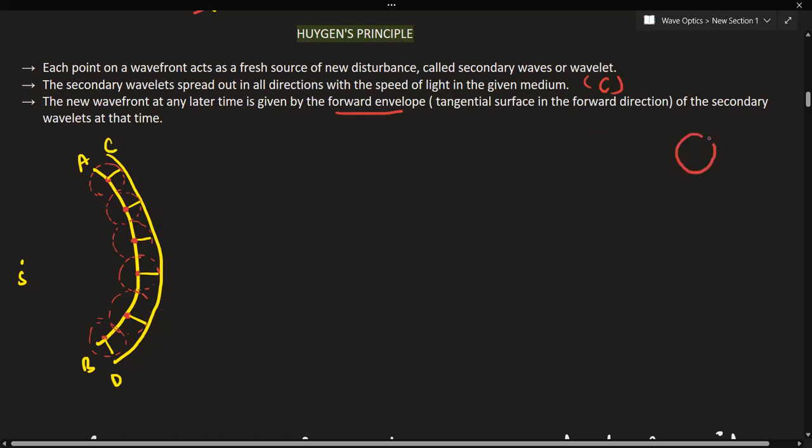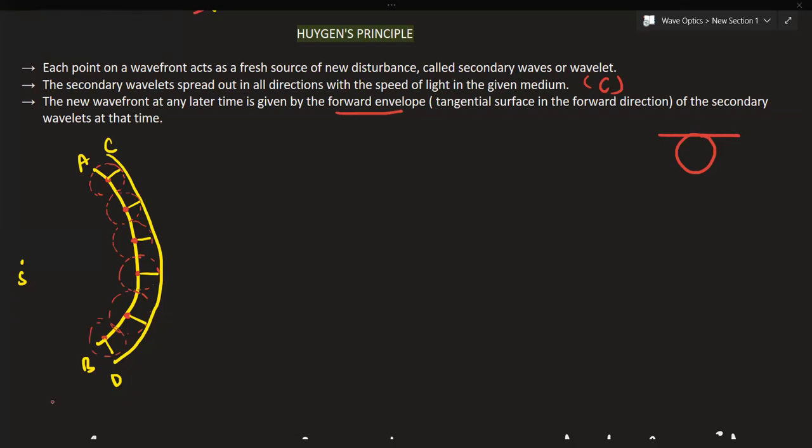I hope you know the tangent on a surface. This is how we draw a tangent. And if there are various spheres, and if you connect all the tangents, then it will form a curve. Is it clear or not? Yes, teacher. Just note this down. Similar will be for a plane wavefront.